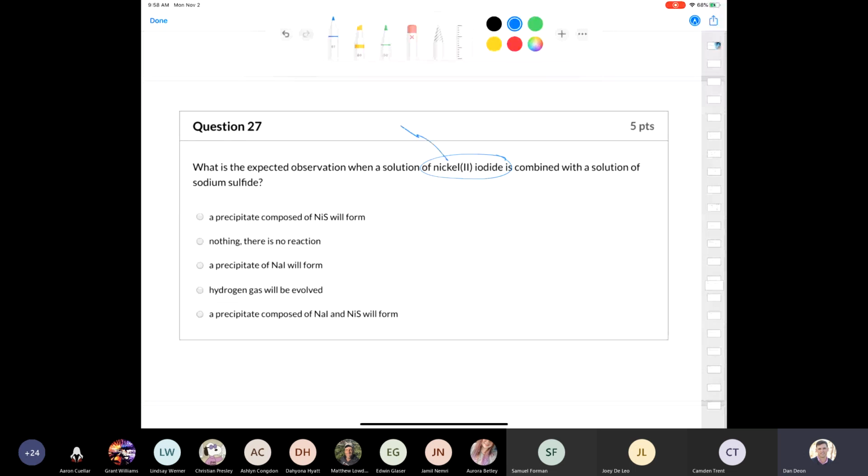So nickel 2 iodide tells us that our nickel has a 2+ charge. Iodide is always -1, so that means you're going to have NiI2. It tells us it's a solution, so that means it's aqueous. And a solution, aqueous, of sodium sulfide. Sodium has a +1 charge. Sulfide has a 2- charge, so you're going to get Na2S, aqueous. So we've got two solutions, and let's write them down. Nickel 2 iodide, aqueous, plus sodium sulfide, aqueous.